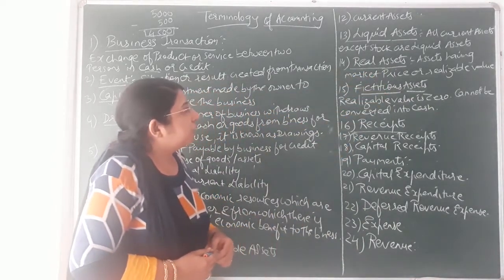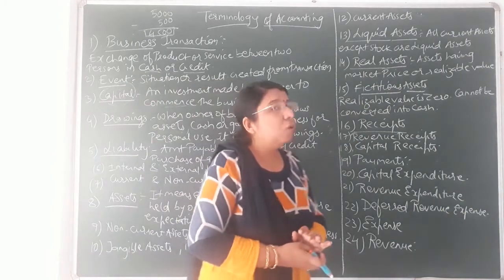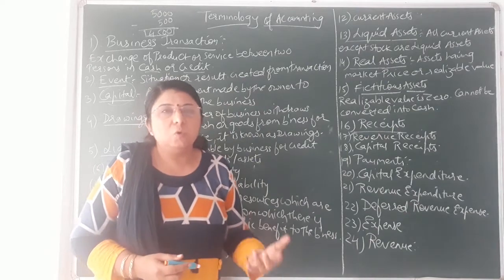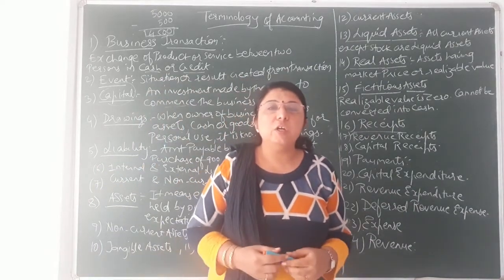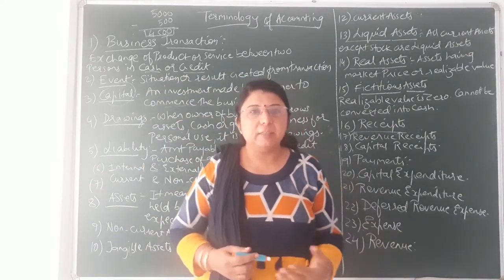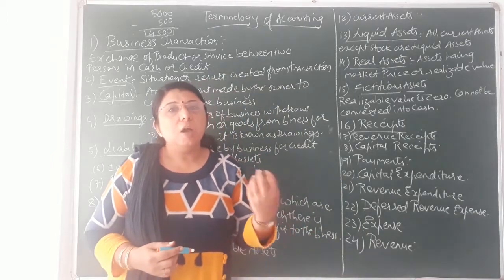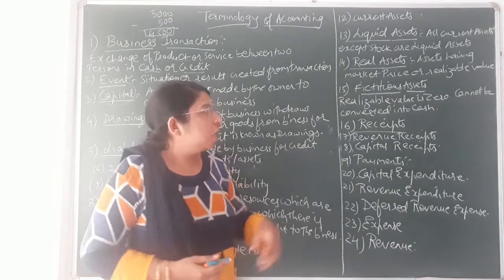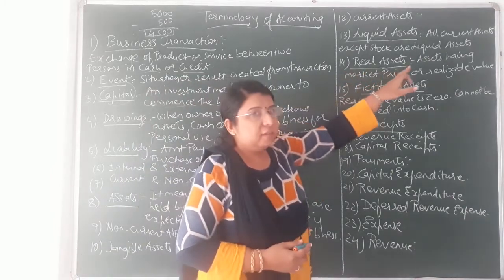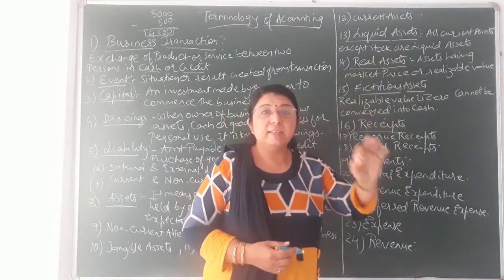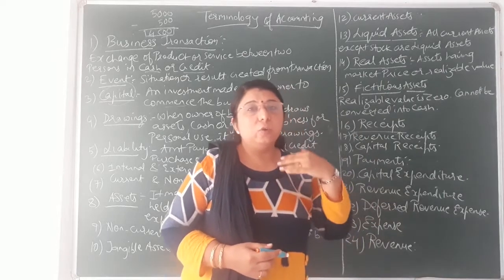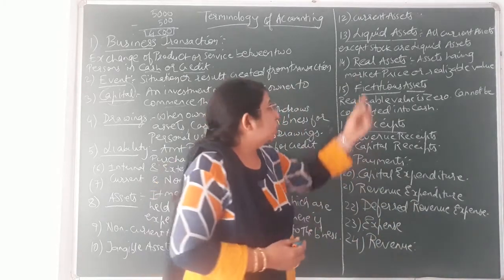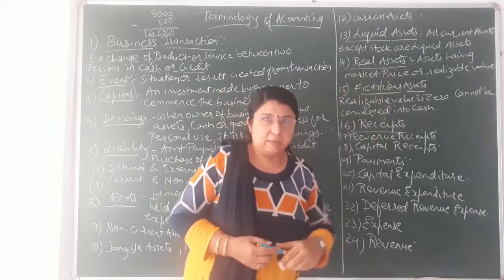Assets having market price or realizable value which can be easily converted into cash. Suppose machinery or furniture, if we are selling it in the market, then we can easily get the realized value or the market price from the selling of those assets. So that is called real assets, which have realizable value, whose value can be realized on selling that particular asset. So they are called real assets.